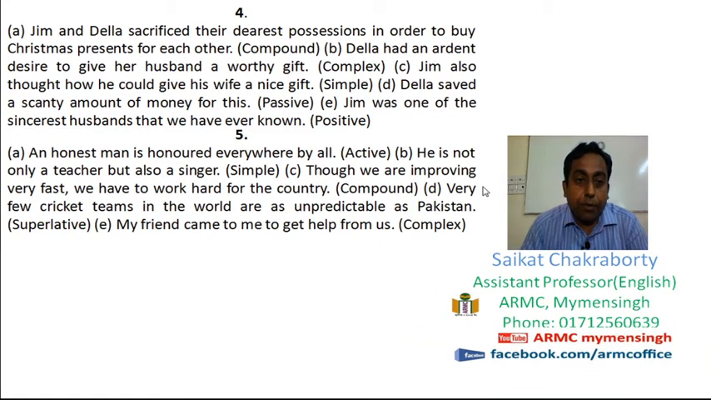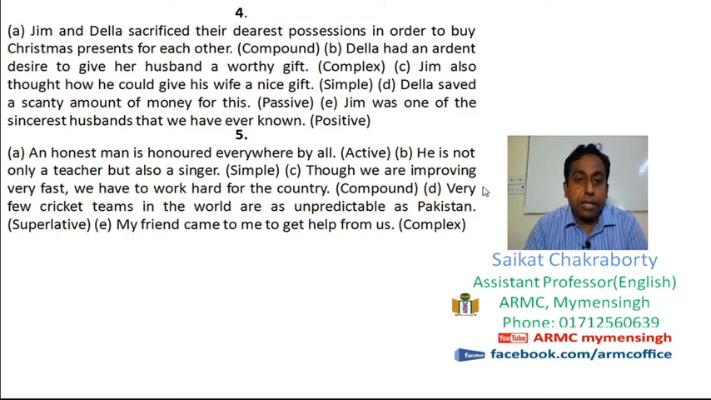Then come to number 4. Jim and Della sacrificed their dearest possessions in order to buy Christmas presents for each other. Make it compound. To make it compound, we will have to use and or and so. Then we can say Jim and Della sacrificed their dearest possessions and bought Christmas presents for each other.